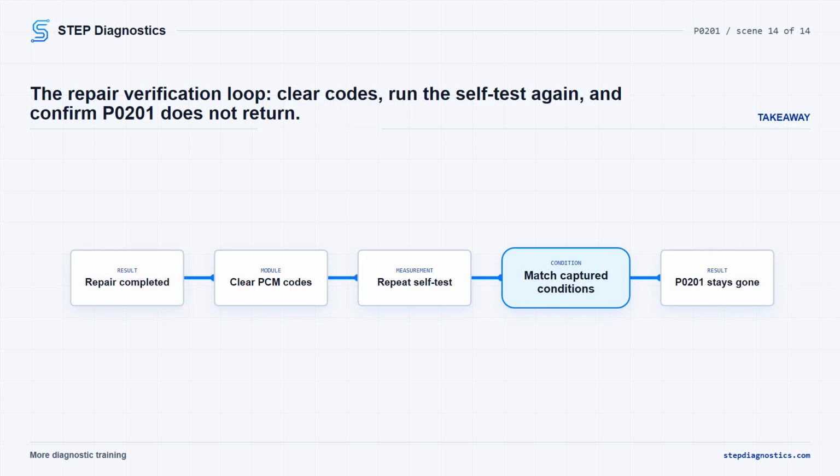The takeaway is simple. For P0201, stay on the suspect injector, prove the injector and both control circuits first, verify VPWR and fuel condition, and do not guess when a test connection is unclear.